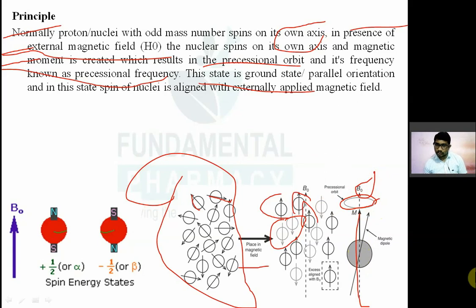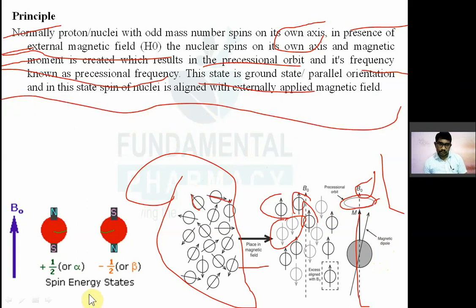So this nucleus will revolve on its own axis, but in the external magnetic field it will also move in another orbit known as a precessional orbit, and that orbit also has a frequency known as the precessional frequency. Now this is a ground state. This is known as the ground state or parallel orientation, and in this state the spin nuclei are aligned with the external magnetic field.